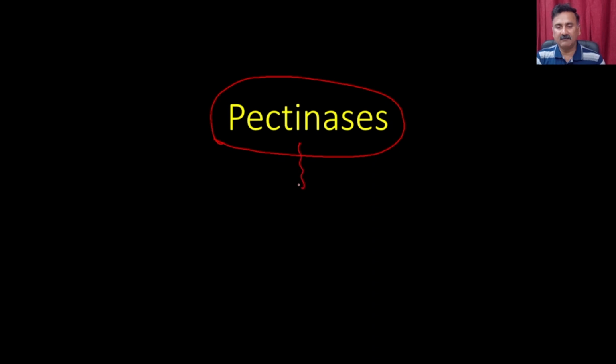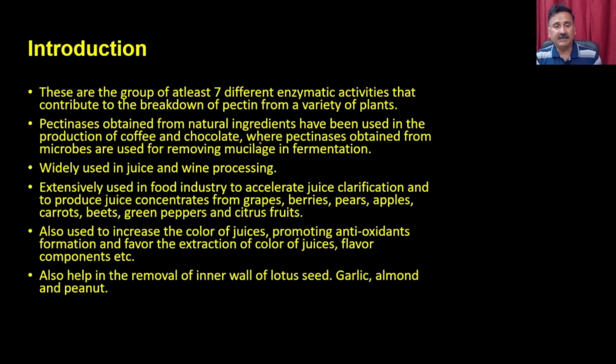Pectinases are enzymes which are going to degrade a very important cellular component of the cell wall, which is called pectin, right? These are a group of at least seven enzymatic activities that contribute to the breakdown of pectin from a variety of plants. Pectinases obtained from natural ingredients have been used in the production of coffee and chocolates, whereas pectinases obtained from microbes are used for the removal of mucilages in fermentations.